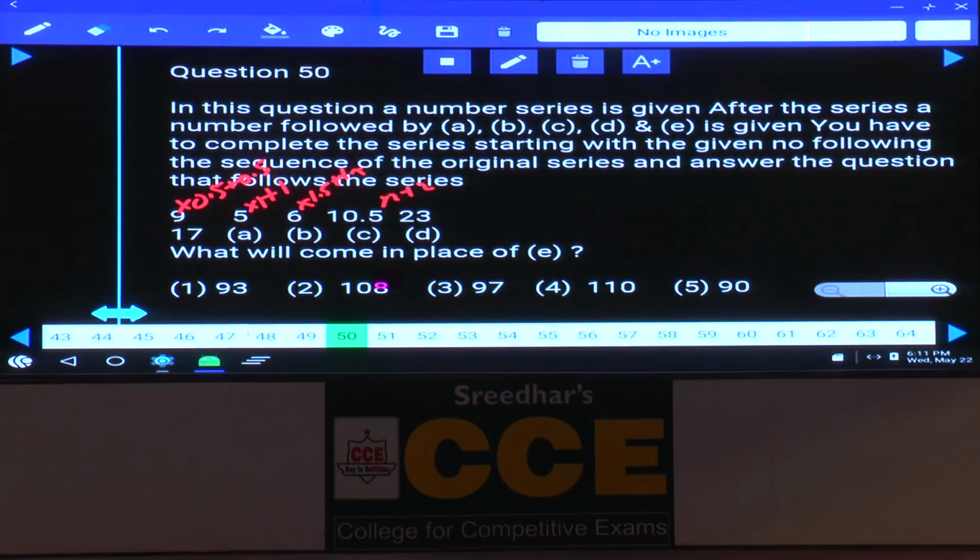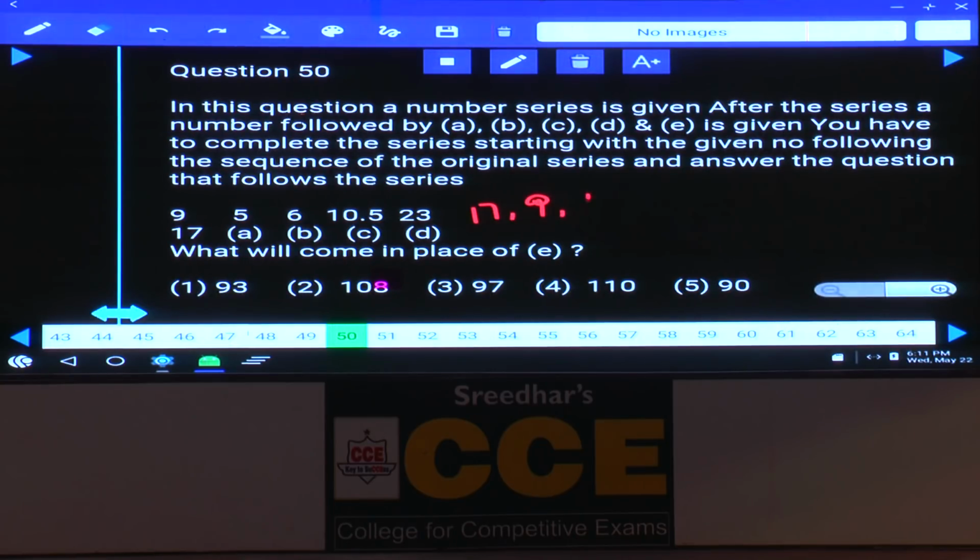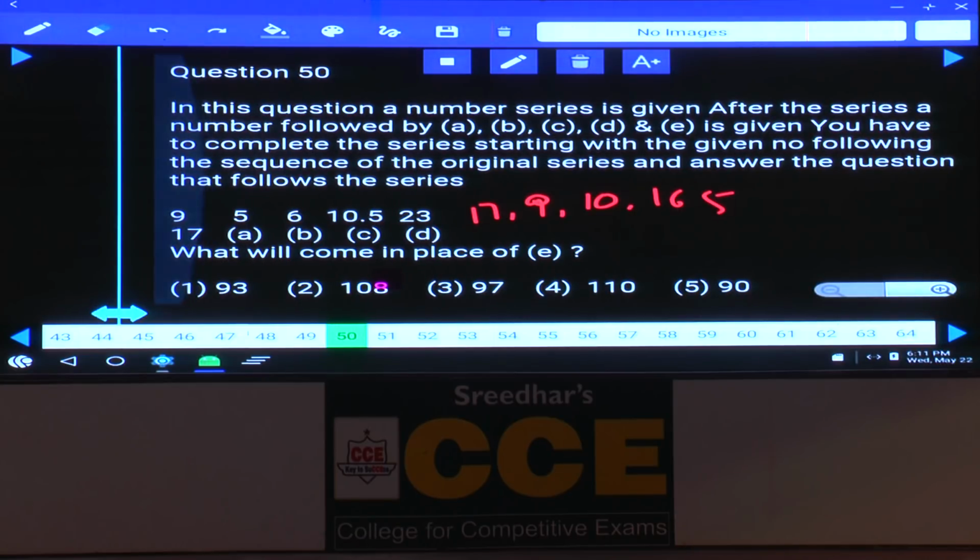And next one 17. 17 into 0.5 is 8.5 plus 0.5. How much is that? 9. And 9 into 1 plus 1, 10. 10 into 1.5 plus 1.5. How much is that? 16.5. And 16.5 into how much? A, B, C. And into 2 plus 2. And it will be 16.5 into 2 is 33 plus 2, 35. And 35 into 2.5 plus 2.5.